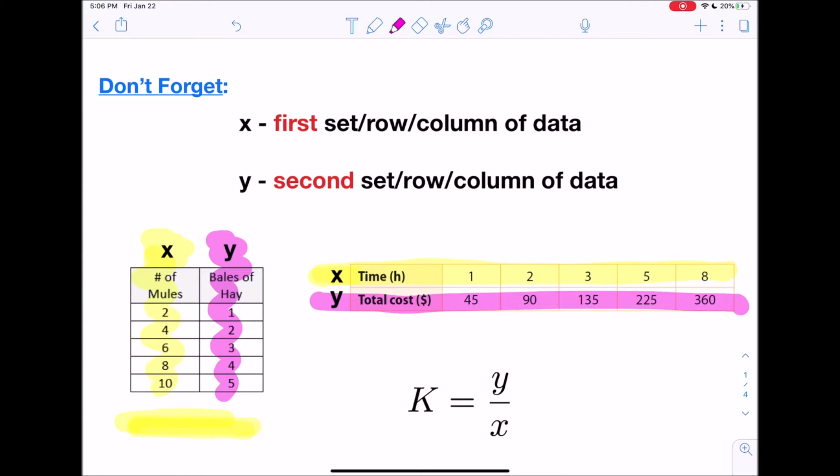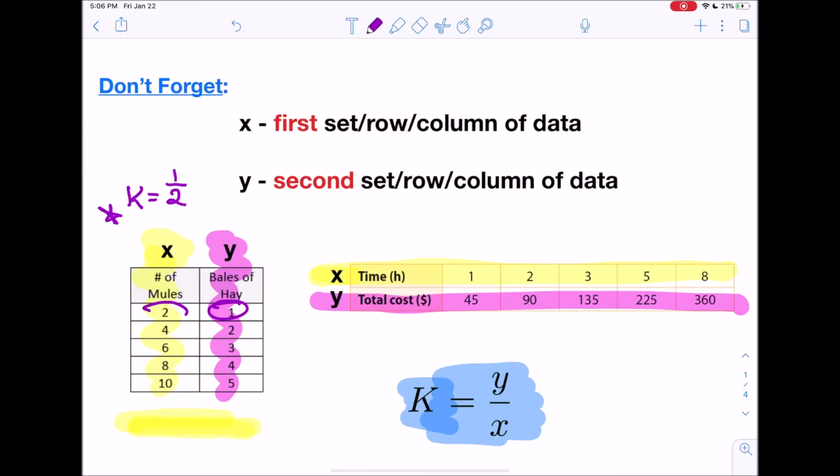The other thing we want to remember is that K, our unit rate, equals Y divided by X. So if we're given a set of data, we can figure out what the unit rate is by dividing Y by X. So for example, in this first table, the mules and the hay, we can say, oh, okay, well, the unit rate is going to equal Y divided by X. So in this case, the first data points would be 1 divided by 2, right? Because Y is 1 and X is 2.